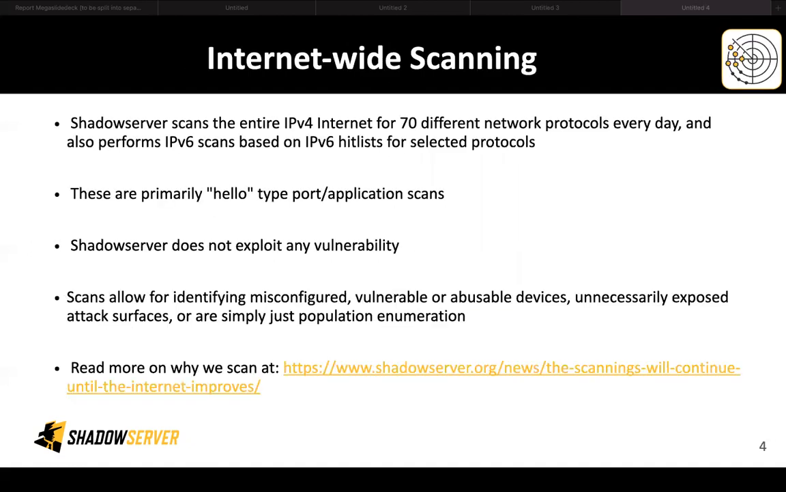Shadowserver internet-wide scanning. Shadowserver scans the entire IPv4 space for 70 different network protocols every day, and also performs IPv6 scans based on IPv6 hit lists for selected protocols. These are primarily hello type port application scans. Shadowserver does not exploit any vulnerability. Scans allow for identifying misconfigured, vulnerable or abusable devices, unnecessarily exposed attack surfaces, or just simply population enumeration scans. To find out more on how and why we scan, please visit the URL shown on this slide.